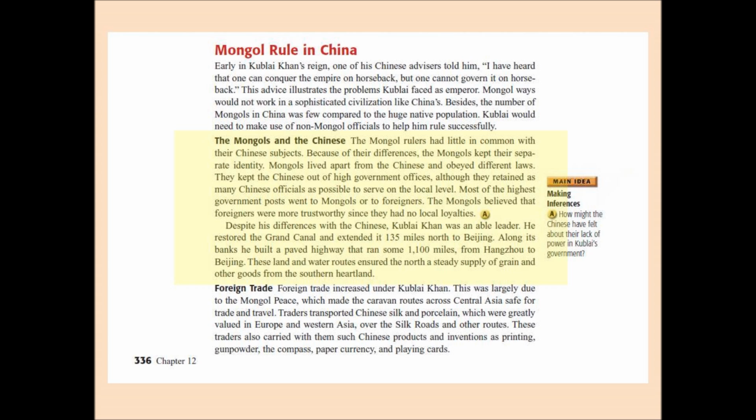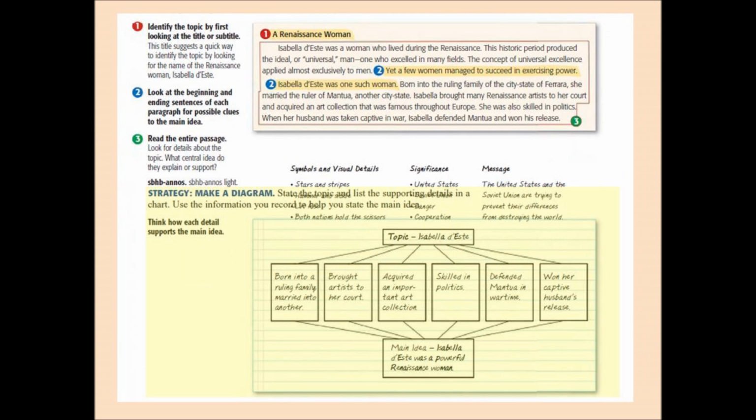Despite his differences with the Chinese, Kublai Khan was an able leader. He restored the Grand Canal and extended it 135 miles north to Beijing. Along its banks, he built a paved highway that ran some 1,100 miles from Hangzhou to Beijing. These land and water routes ensured the north a steady supply of grains and the other goods from the southern heartland. Now we're going to create a chart with the supporting details of what we read.